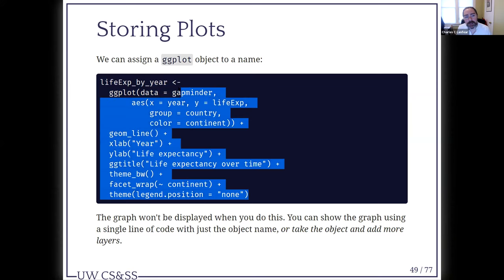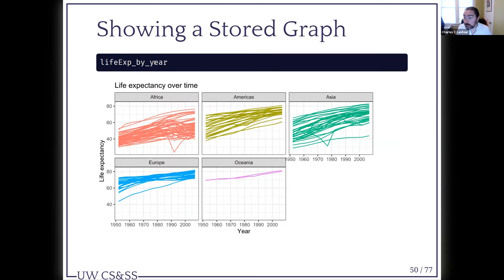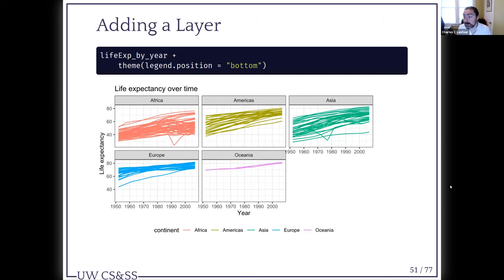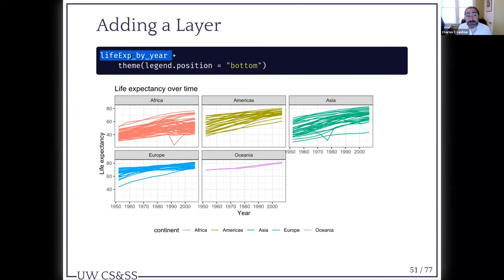I want to modify things on it for future plots. If I save the output of this ggplot to this, I can display it like this. If I do life exp by year, the plot will pop out, but I could do something like add another layer to this saved object. If I then add my legend position back, my legend will appear. So you can save templates or foundational plots like this and add things back to them later so you don't have to duplicate writing all that code you did earlier. Just a thing to know about. Okay?